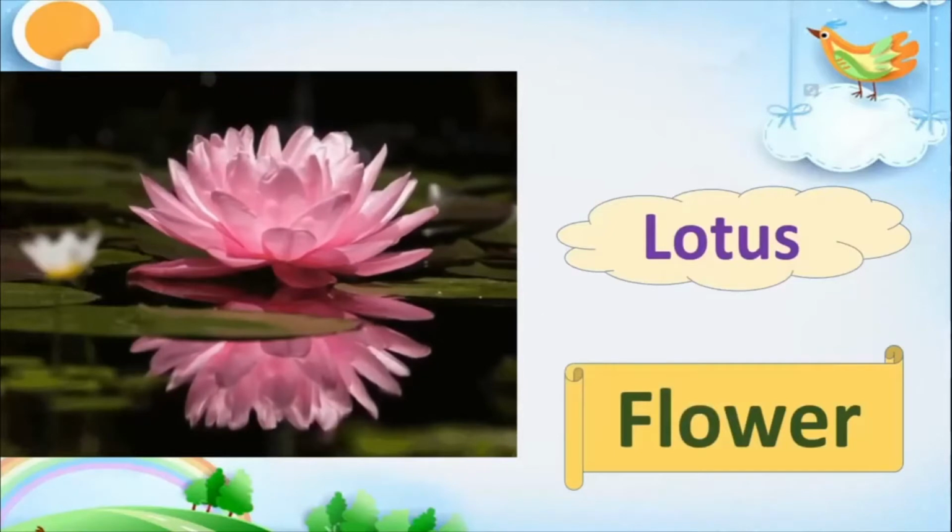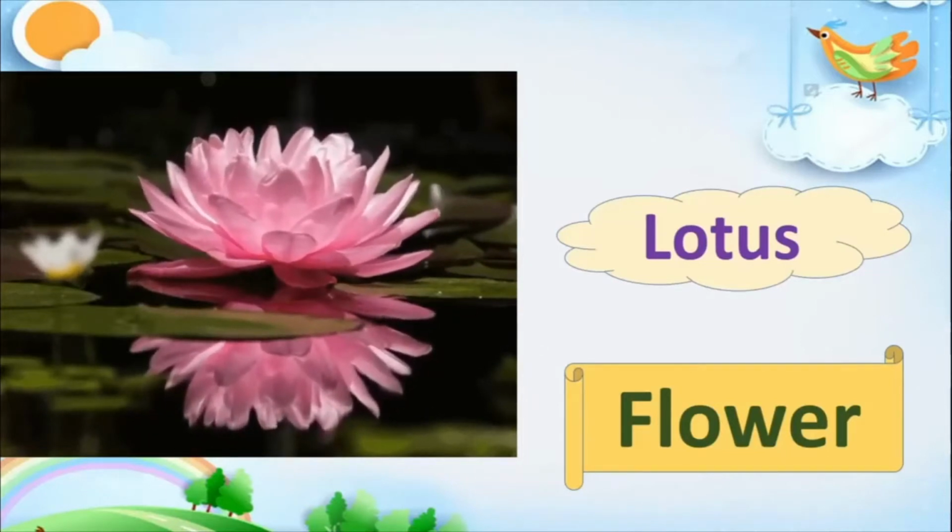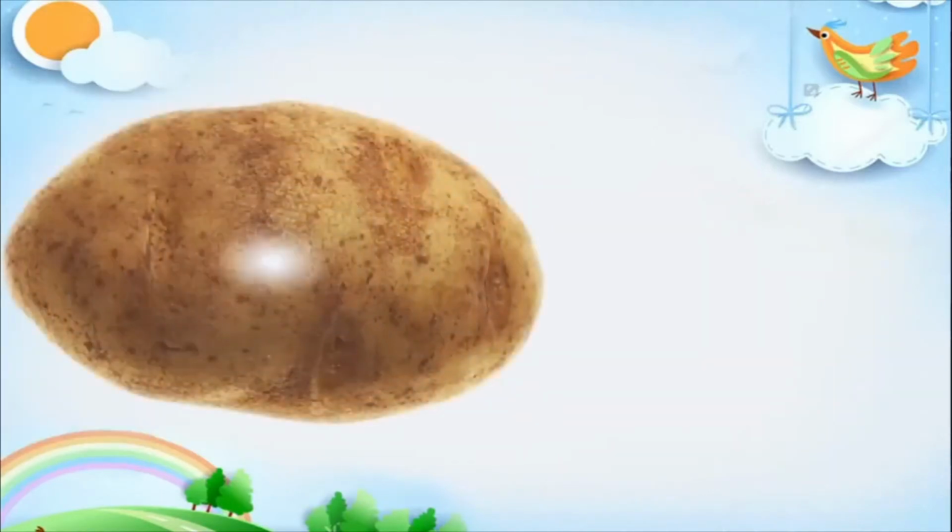Now, why are we learning whether this is a fruit or this is a flower? Because you will see we are going to do an activity after this. Okay, come on. So, we saw the name of one fruit and two flowers. Let's move on. And we have something else here.